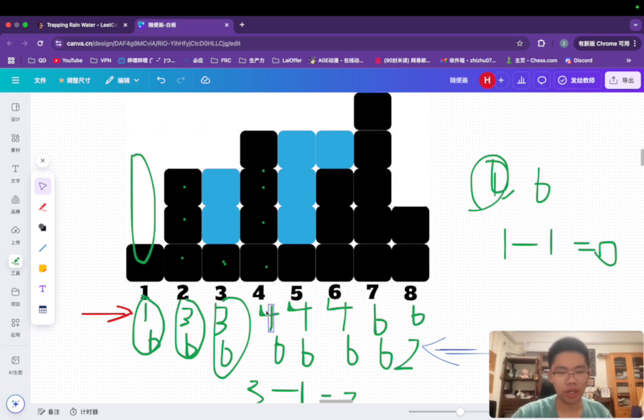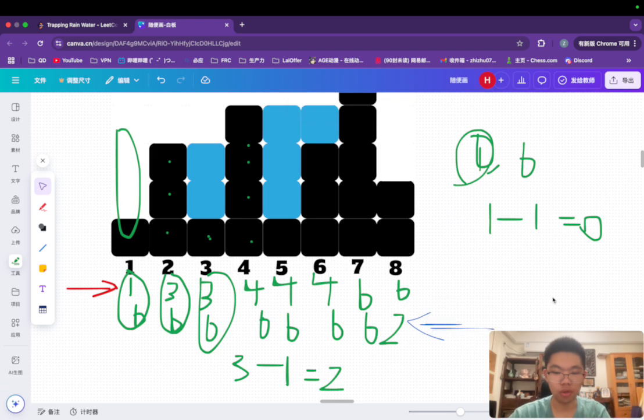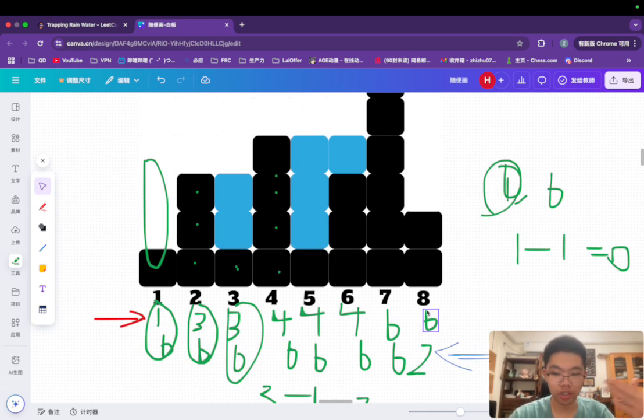For any position, it's guaranteed that the value from the first array is the highest value ever reached by all the positions on its left hand side, including itself. And the value from the second array, the blue array, guarantees the highest point among all the positions on its right hand side, including itself.